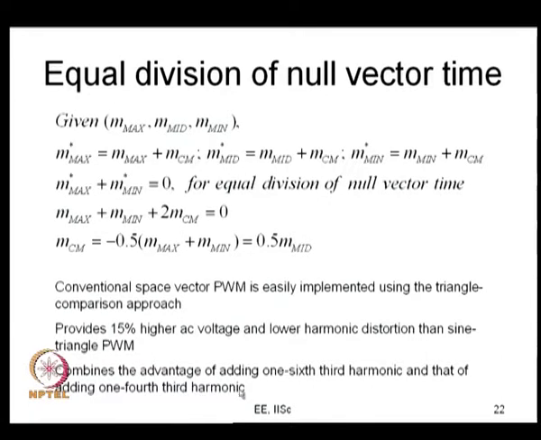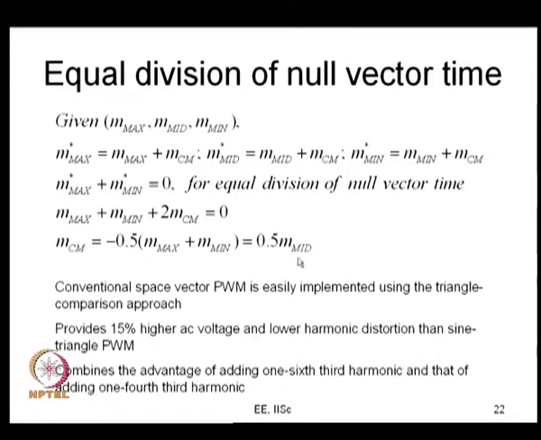And this actually combines the advantages of 1/6 third harmonic. This 15% additional voltage, if you recollect the third harmonic injection, if you add 1/6 third harmonic injection, we can get 15% additional voltage. So, you are going to get that 15% again here. And like in 1/4 third harmonic, the THD is also low. Actually, the THD is closely related to how the null vector time is divided between the two 0 states. We are dividing the null vector time equally here by doing this.